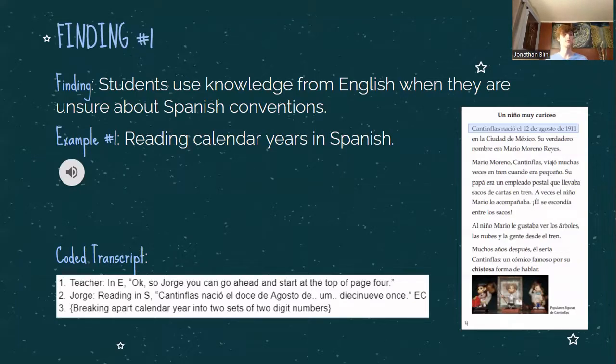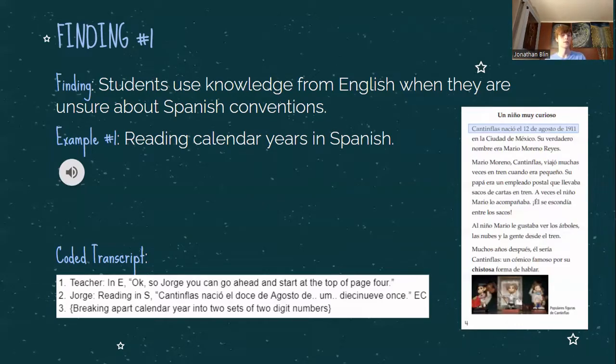Right, so you can see that he said 19, 11. What he essentially did, when we talk about calendar dates in English, is break them up into two sets of 2-digit numbers. So we say something like 1911, 1911. So you do the same thing in Spanish, 19, 11. However, that's not what the Spanish convention is.